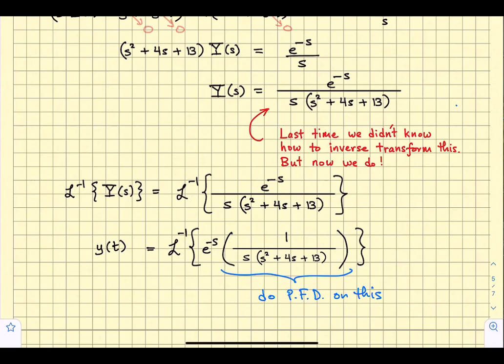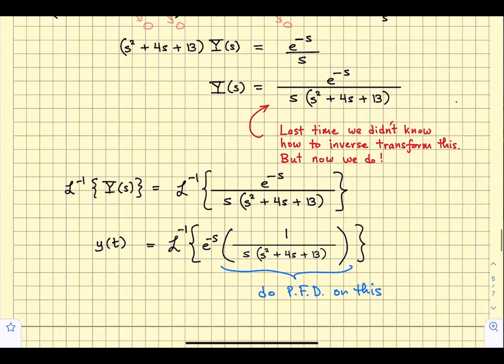Now keep in mind, we know we can use our newfound theorems as long as this big F of s is something that I know how to inverse Laplace transform. And we do know how to inverse Laplace transform this. You were practicing this in section 7.4. We'll just do a partial fraction decomposition on this. We will calculate the inverse transform after we do a partial fraction decomposition.